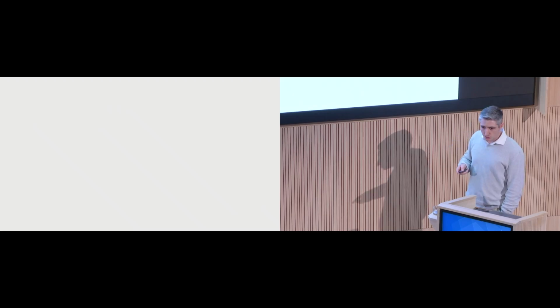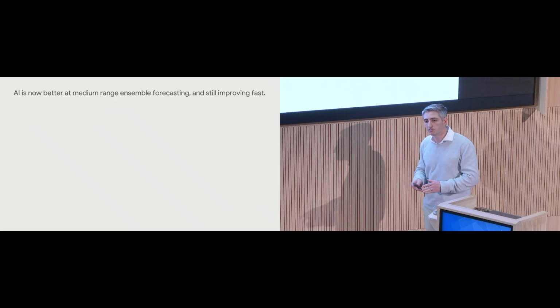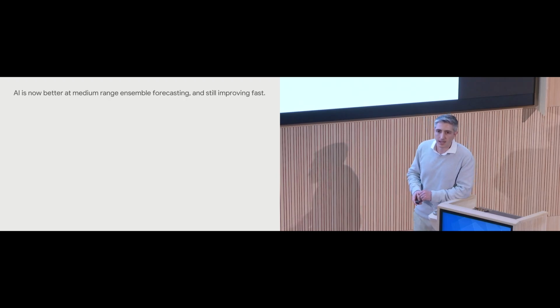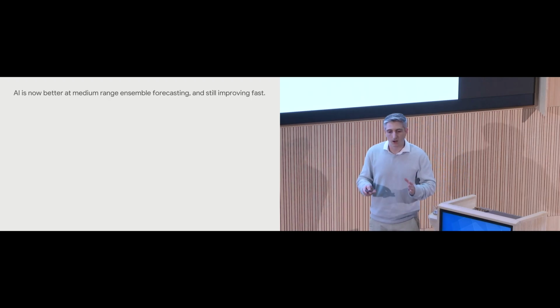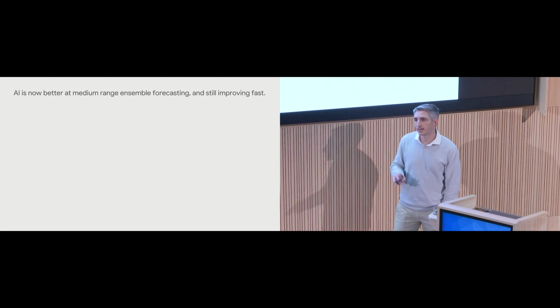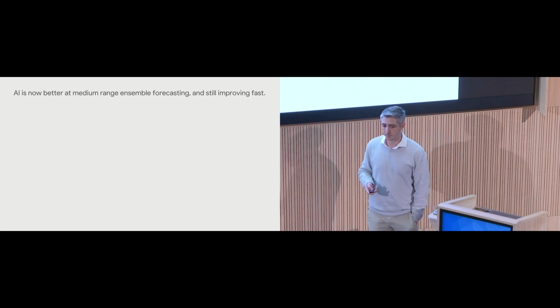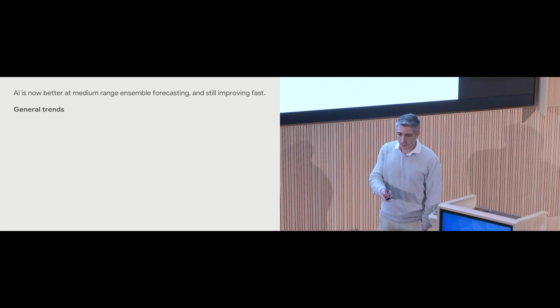I'll try then to pull together some of the things that I've mentioned into ongoing trends that we're seeing in the field and things to watch. I hope that I have convinced you that we're now at a stage where AI models are better at medium-range forecasting and that they're still improving fast. So what are we seeing?